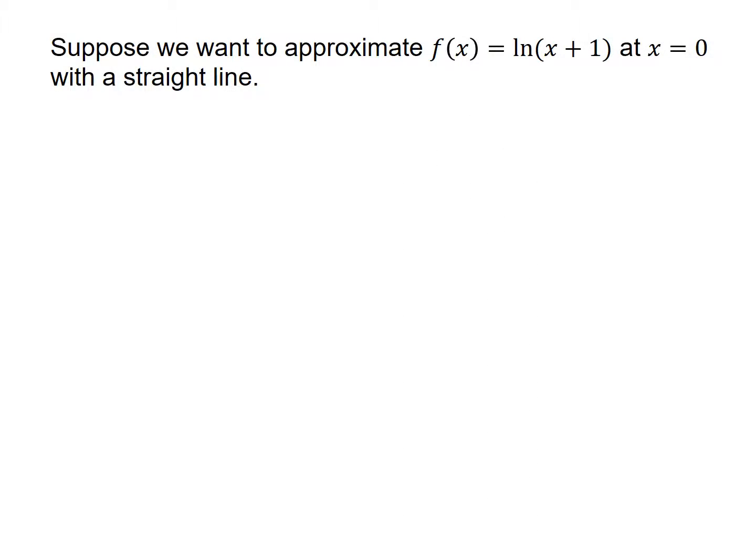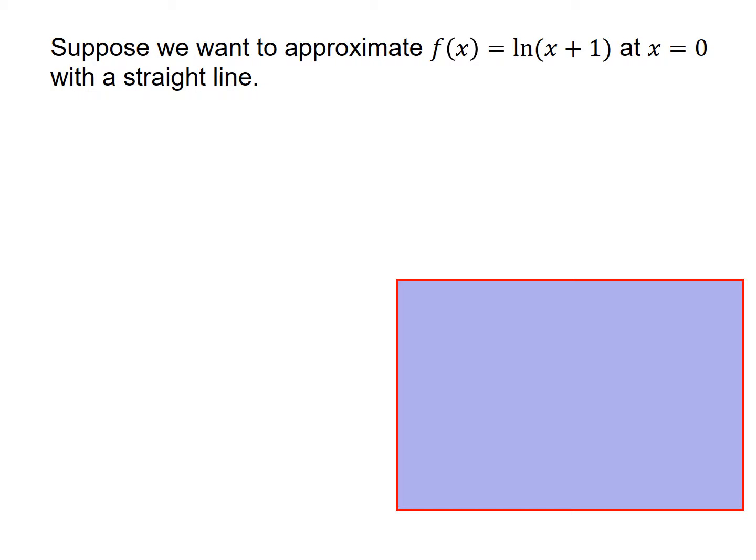So let's start with something that we've seen before. We have a function, natural log of x plus 1. We want to approximate this with a straight line. We've called that the linearization in the past, or the tangent line approximation. So we want to find this approximation at x equals 0. So we need to find the y value that corresponds to 0. So plug in x equals 0, natural log of 1 is 0.